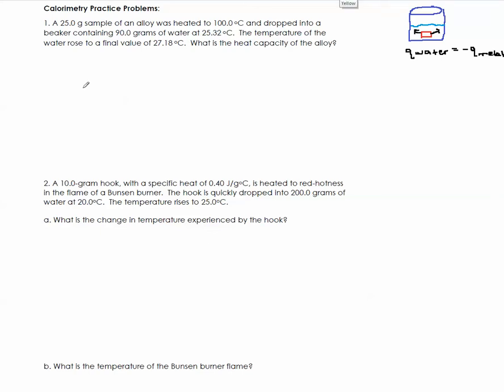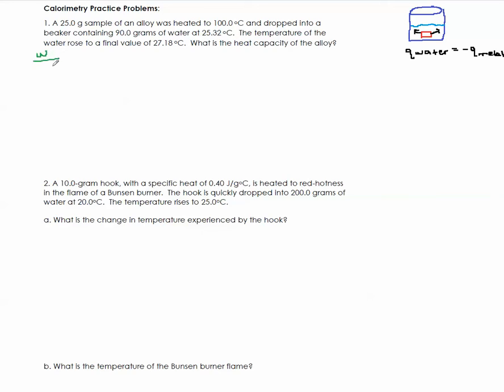So the first thing that I'm going to do for calorimetry problems is determine the heat of water, the heat that the water gains. The reason why I'm going to do that is because I know the specific heat of water. I do not know the specific heat of the metal I'm working with. So instead, I'm going to solve for the heat that the water gained, the Q of the water, and then I'll be able to solve for anything with respect to the alloy once I have solved for that. So I'm going to start off with water.